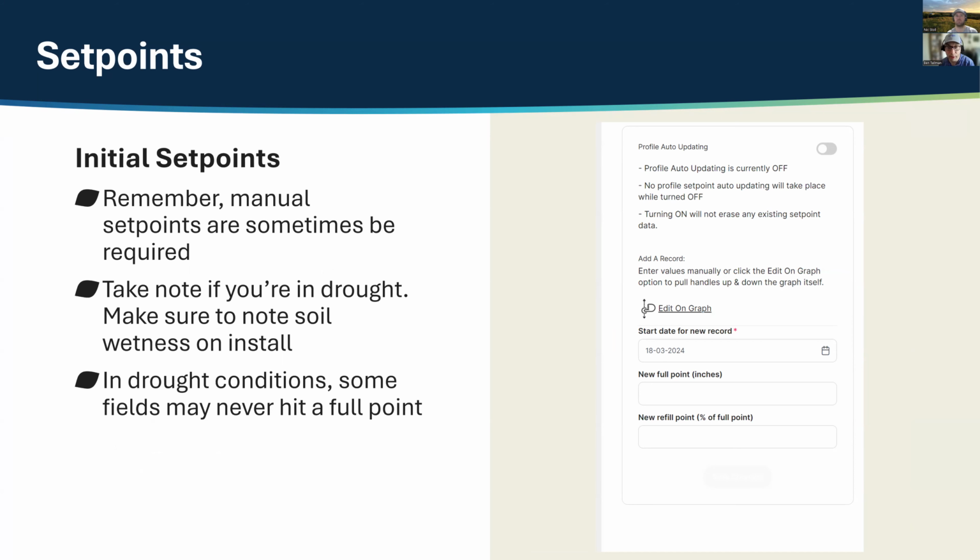It is worth noting that it's possible in a season that you may never actually see your full point in the soil, especially if it's a dry year. Now, if you do need to go ahead and do a manual set point, when you're on that profile sum, you click the green set points button there, and it pops this up on the right-hand side. You simply turn off auto updating, and you input your full point as a measure of inches, and then put a percentage of that as your refill point.